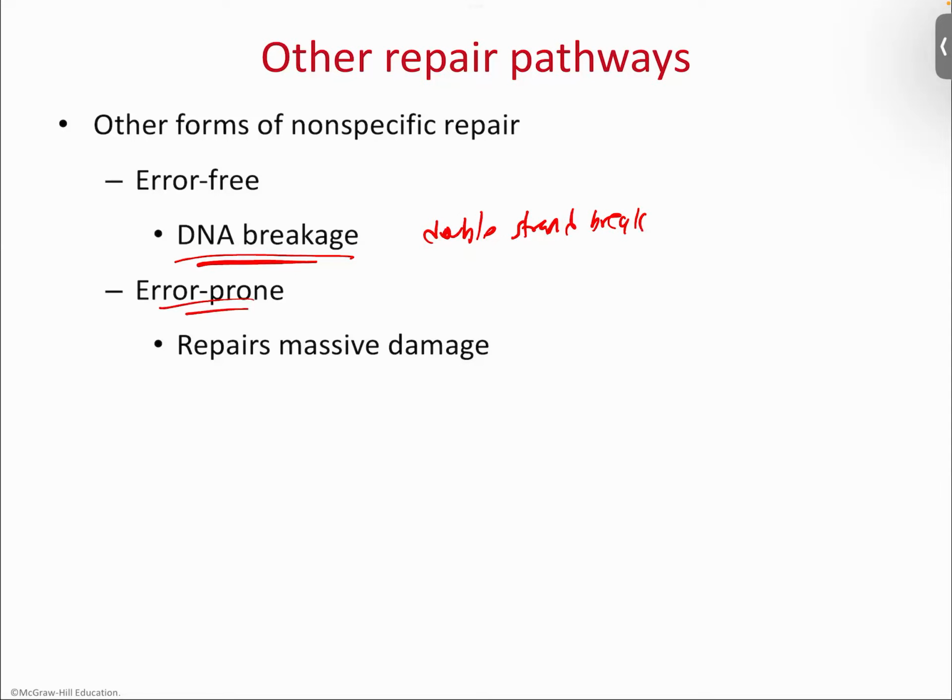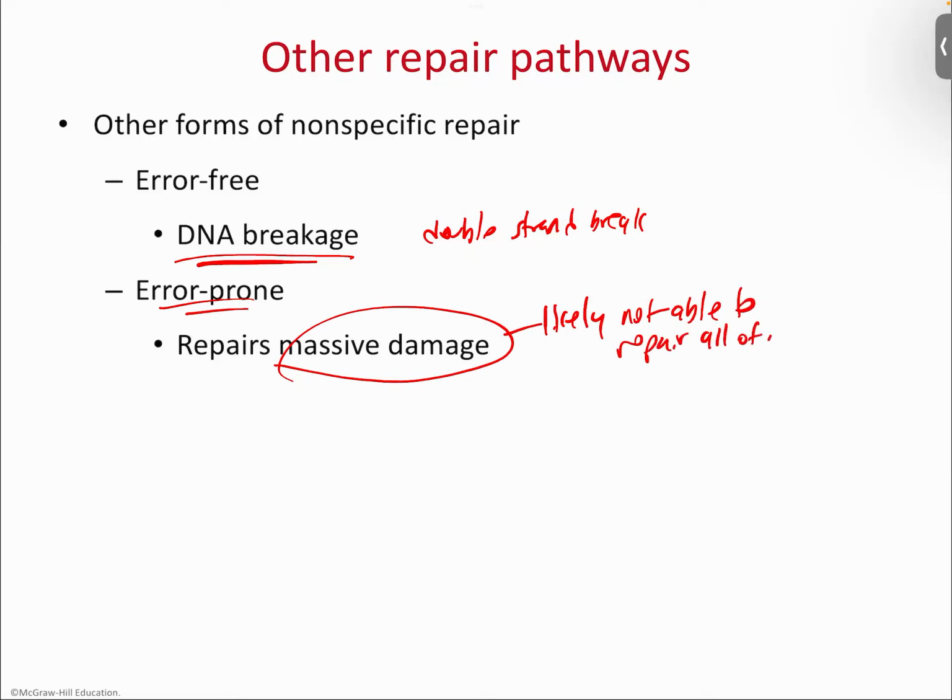Versus error prone, this is basically when you have lots of damage. So in this case you're likely not going to repair all of it, which basically means you're probably going to have errors in there. So the more you have to do, the more opportunities you have for errors. That's the reason why they call it error prone. And that's the case when you have lots and lots of damage.